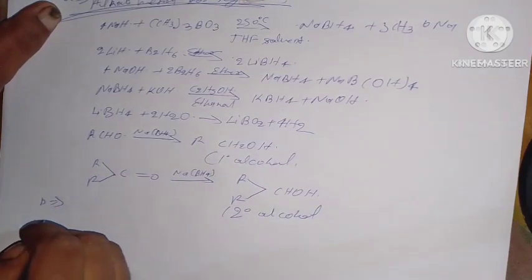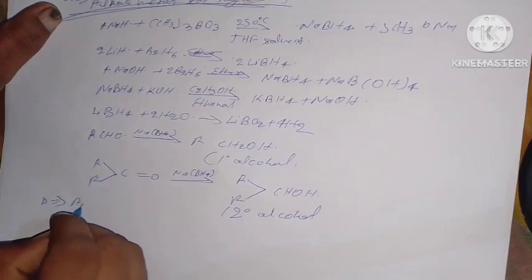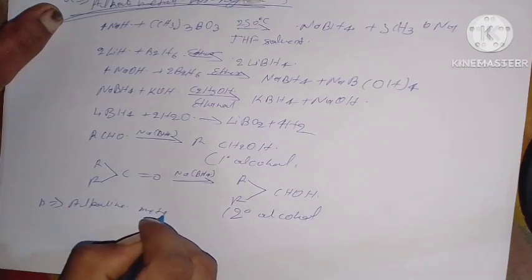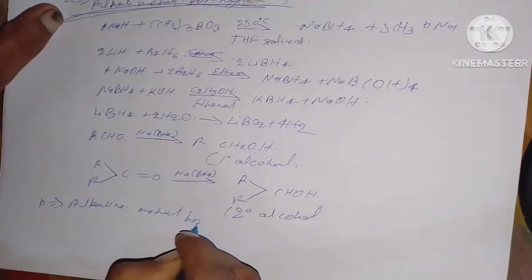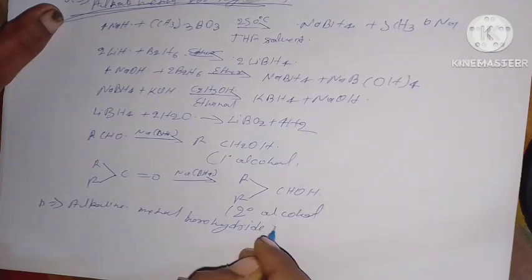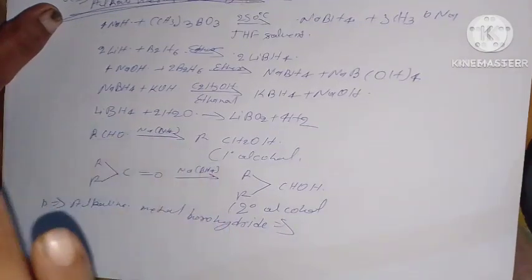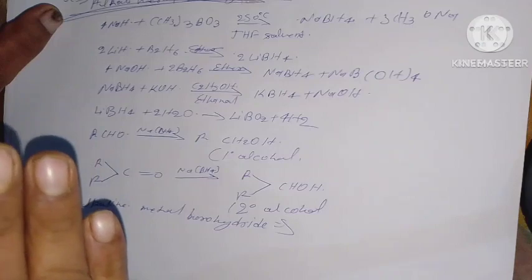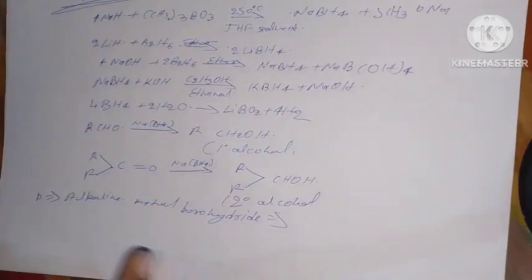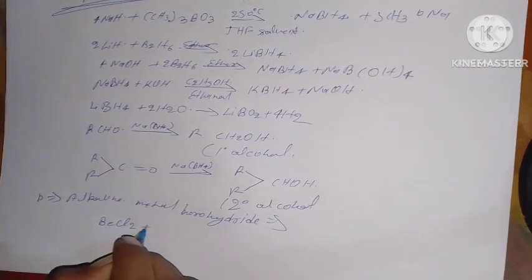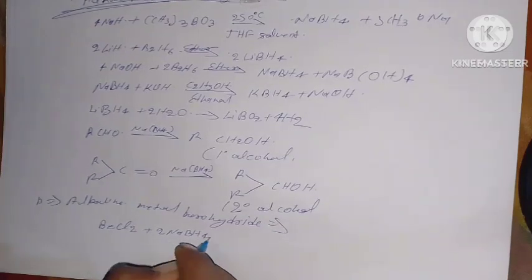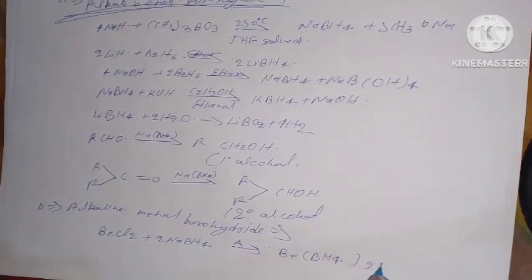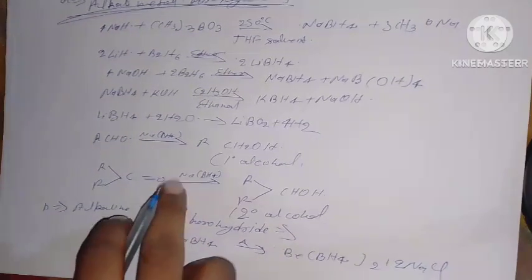Point B. Alkaline earth metal borohydrides. Beryllium borohydride is obtained when beryllium chloride reacts with sodium borohydride at a high temperature. BeCl2 plus 2NaBH4 at a high temperature makes Be(BH4)2 plus 2NaCl, sodium chloride.